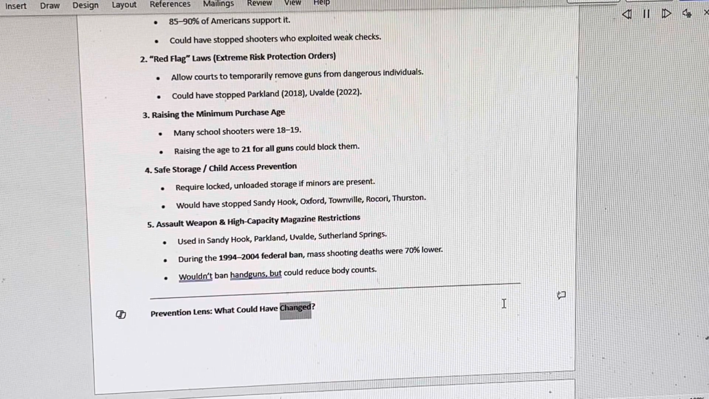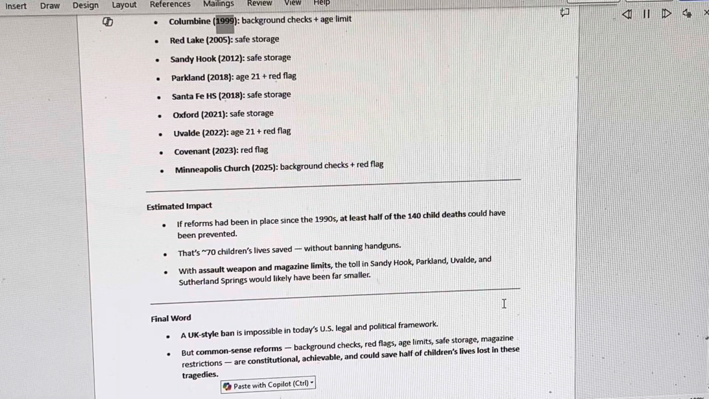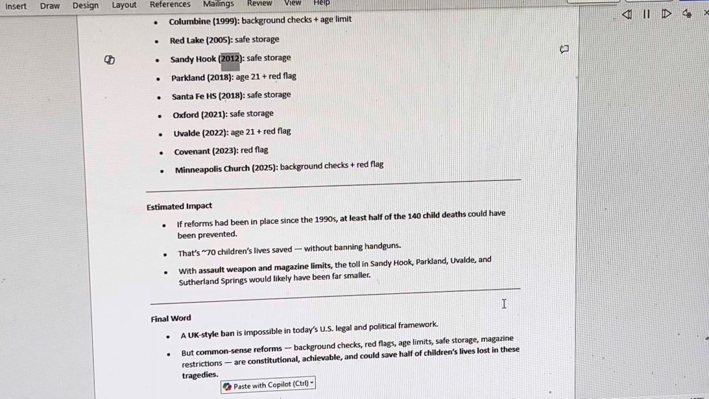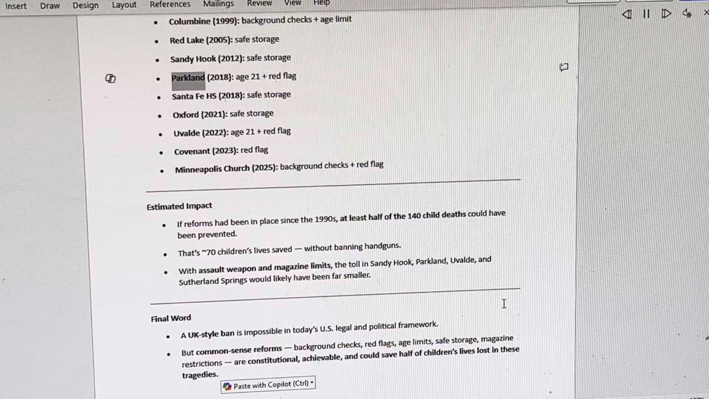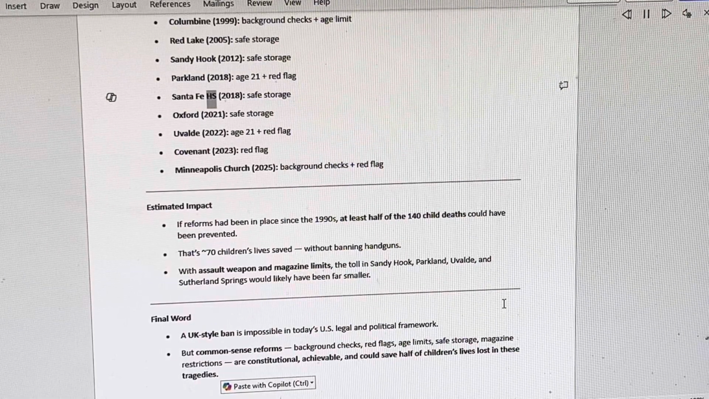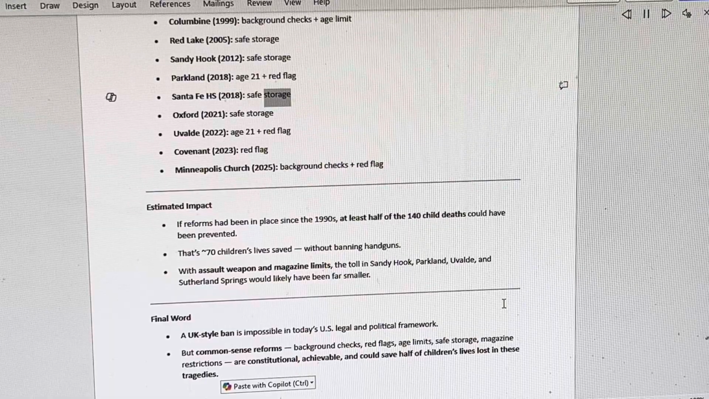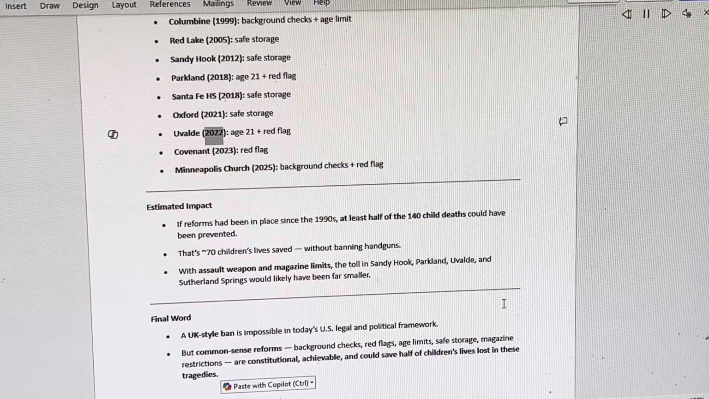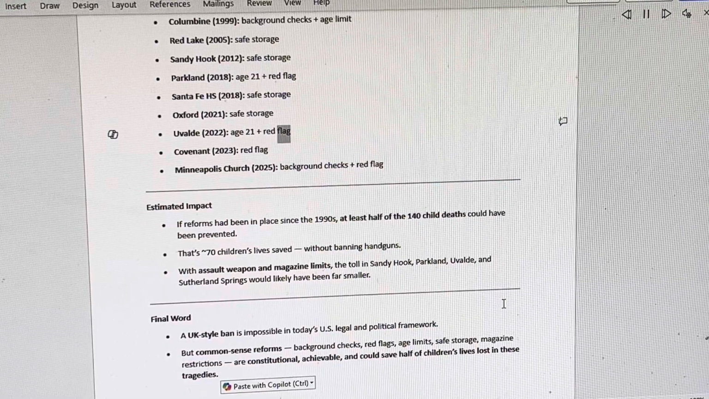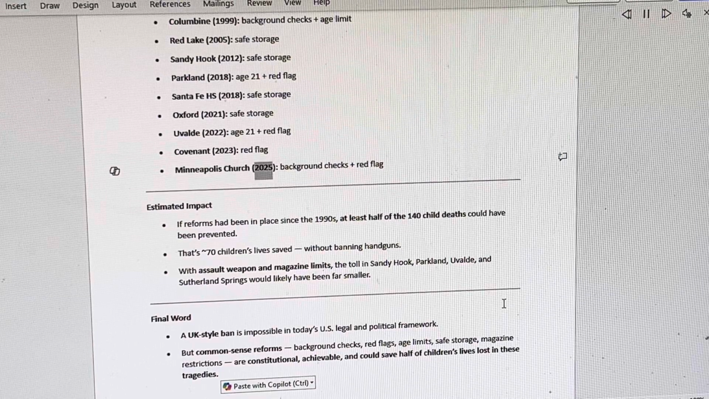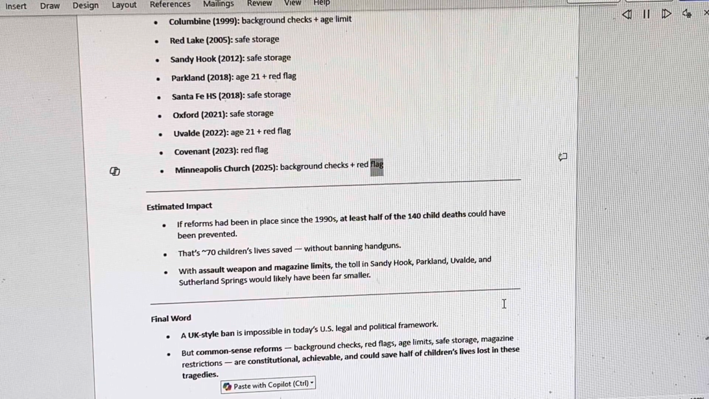Prevention lens: what could have changed? Columbine, 1999: background checks plus age limit. Red Lake, 2005: safe storage. Sandy Hook, 2012: safe storage. Parkland, 2018: age 21 plus red flag. Santa Fe High School, 2018: safe storage. Oxford, 2021: safe storage. Uvalde, 2022: age 21 plus red flag. Covenant, 2023: red flag. Minneapolis church, 2025: background checks plus red flag.